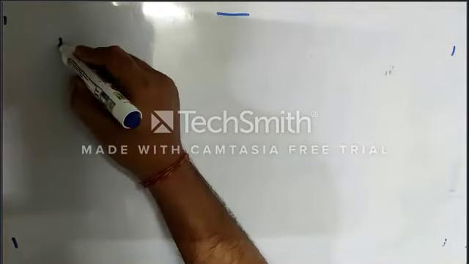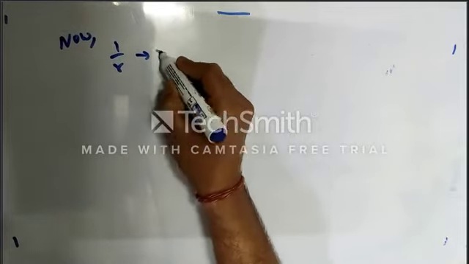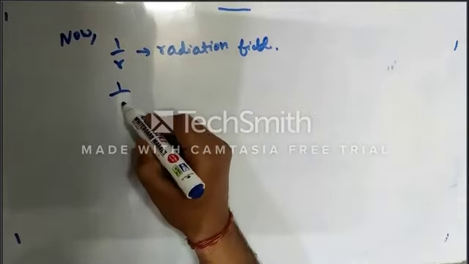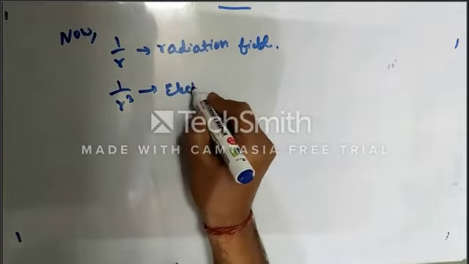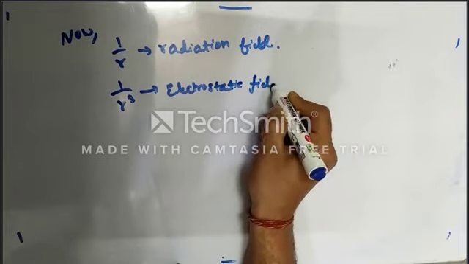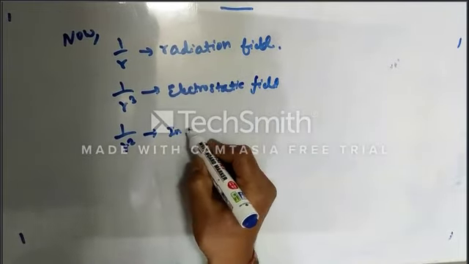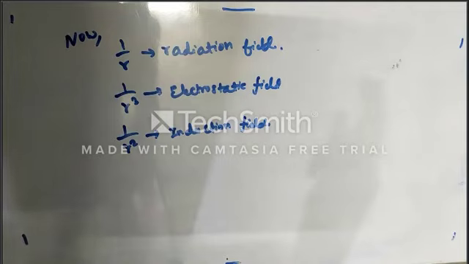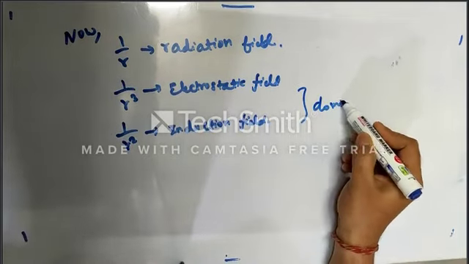So now, if you want to draw the sketch of the fields as a function of the distance r and electric field E, the magnitude, what I mean. So you can plot this 1 by r radiation field, 1 by r cube electrostatic field, and 1 by r square induction field. If you plot it, you can see the slope as a function of r and E, and we have also got the point at which the radiation field, the electrostatic field, and the induction field become equal.